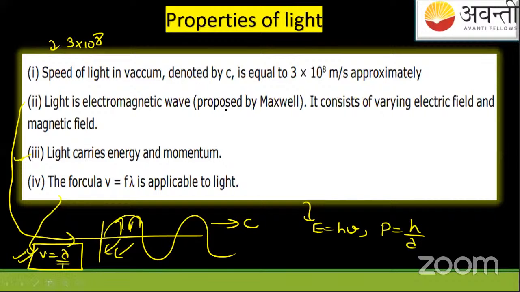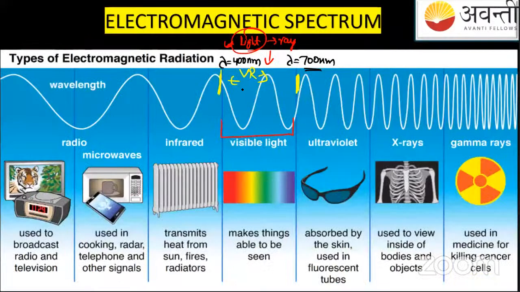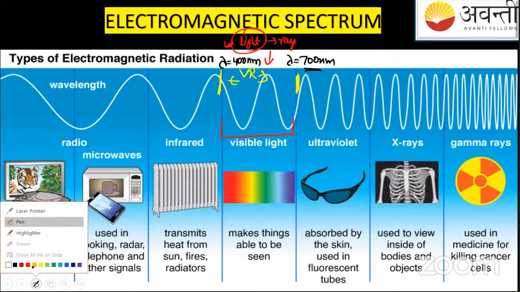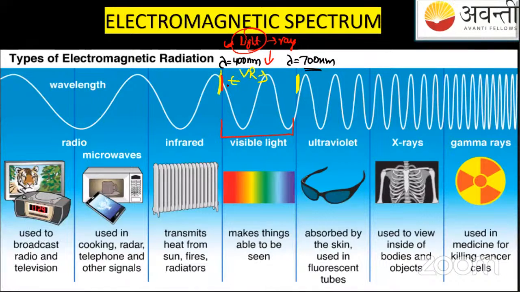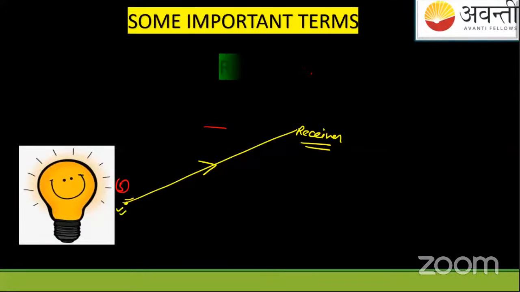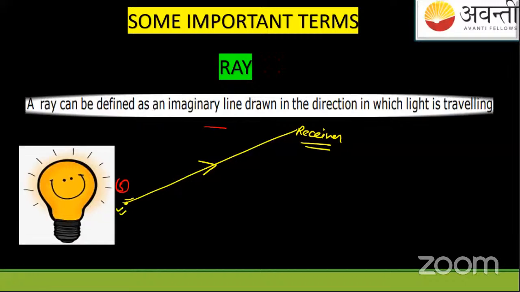Then we studied the properties of light. We have already seen this. Then we saw the electromagnetic spectrum, in which our visible light covers the region from a wavelength of 400 nanometer to a wavelength of 700 nanometer. After this, we have seen some important terms, such as what is known as a ray.